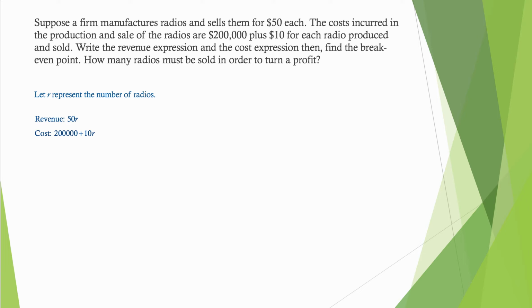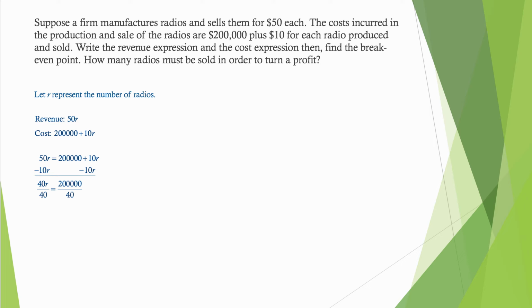In order to find the break-even point, we're going to set the cost and the revenue equal to each other. The break-even point is when there is no profit and no loss. My equation is then 50R is equal to 200,000 plus 10R. We can now solve this equation since it's one equation and one variable. We're going to start by subtracting 10R from both sides, and we get 40R is equal to 200,000.